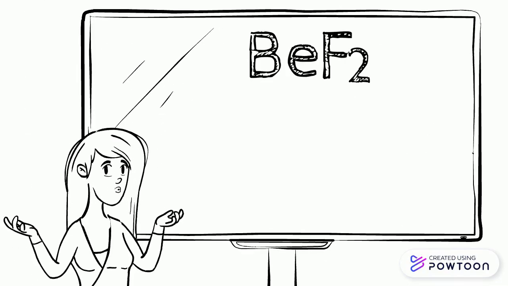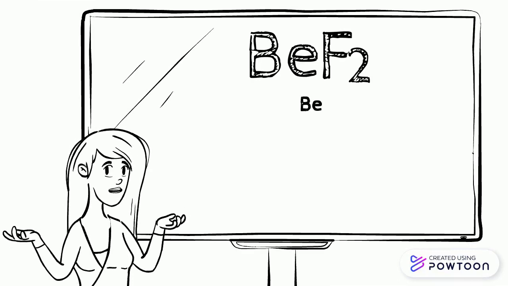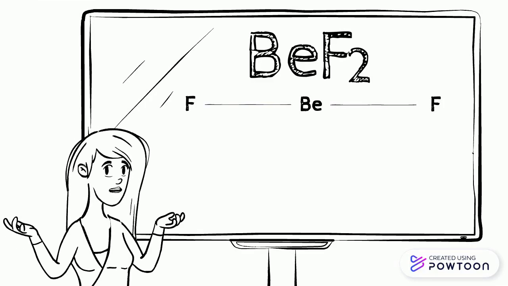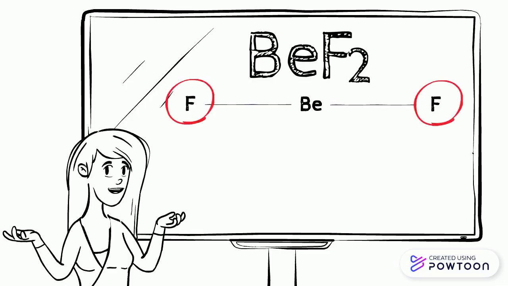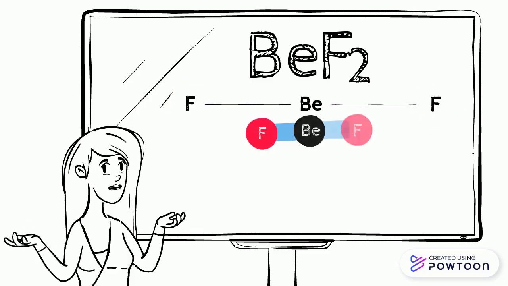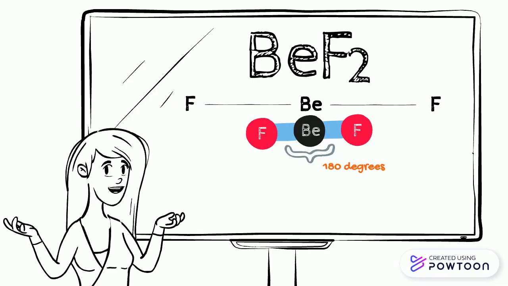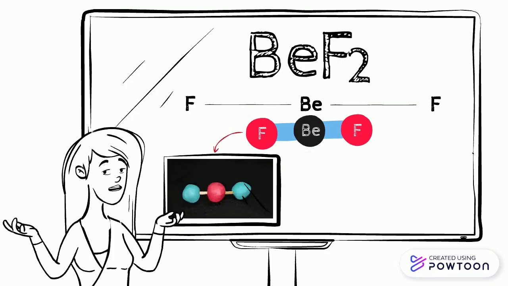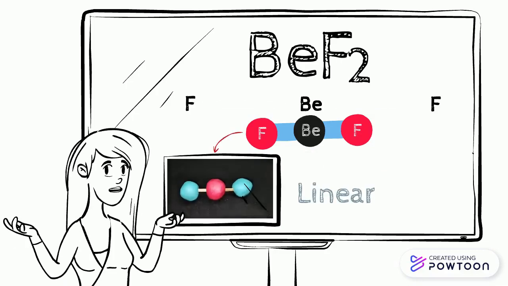Let us see beryllium fluoride. The VSEPR theory tells us that bond pairs will take the spot that is as far away from each other as possible. In this example, since we have two bond pairs, one F atom will be on this side and the other will be on the opposite side. Notice that they are forming a 180-degree angle. The electron pair geometry of this molecule is identified to be linear.